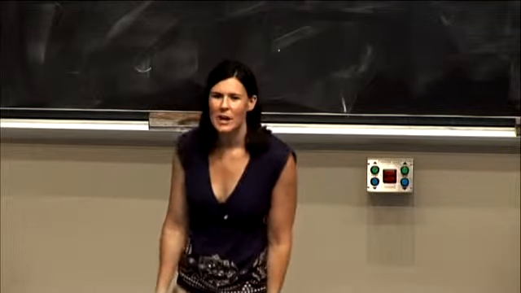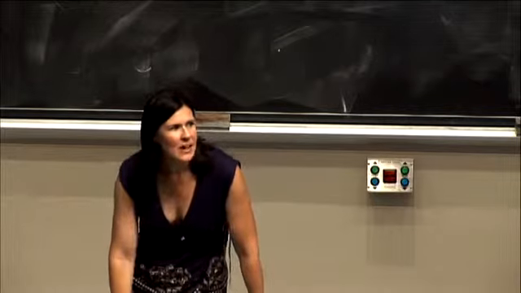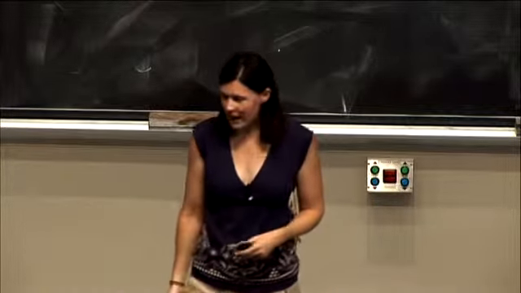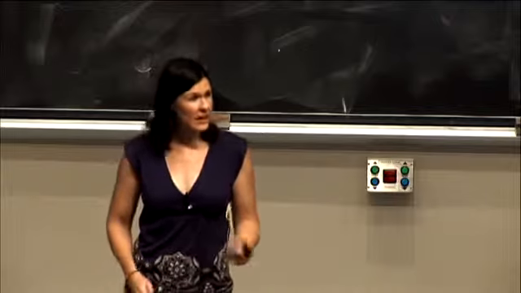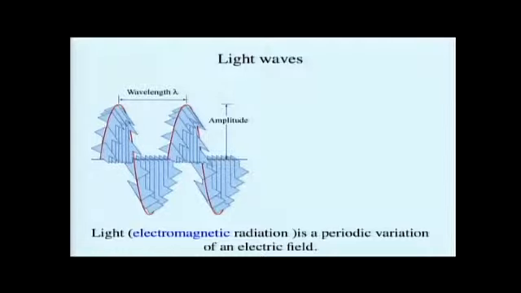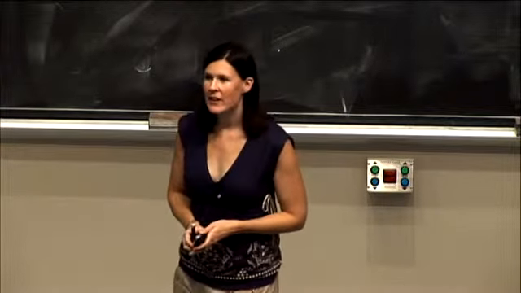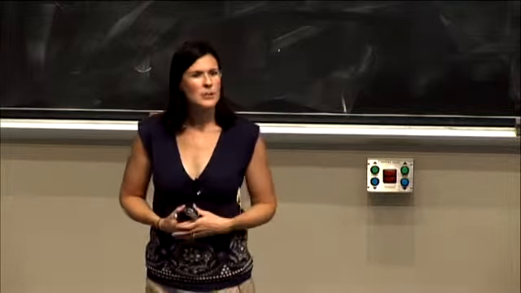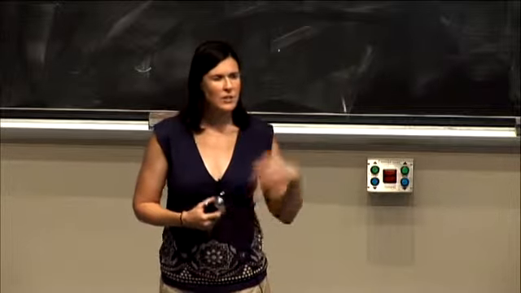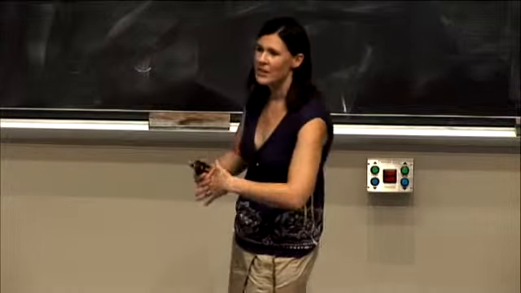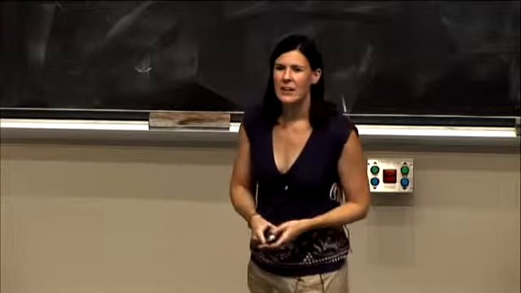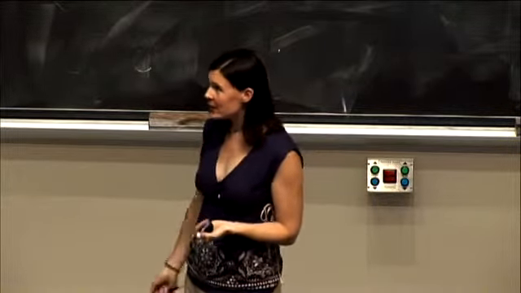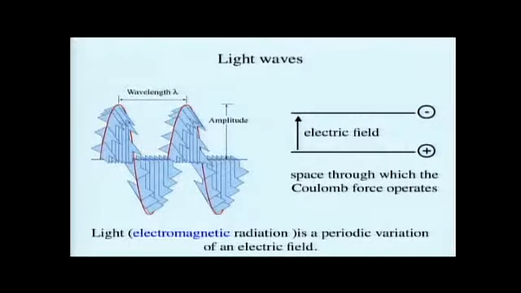So what we really want to talk about here is light waves, and light waves have the same properties as these other kinds of waves in that they're the periodic variation of some property. When we're discussing light waves, what we're talking about is light, or electromagnetic radiation, as we'll be calling it throughout the course, and that's the periodic variation of an electric field. So instead of having the periodic variation of water or of air density, here we're talking about an electric field. We know what an electric field is. It's just a space through which a Coulomb force operates.